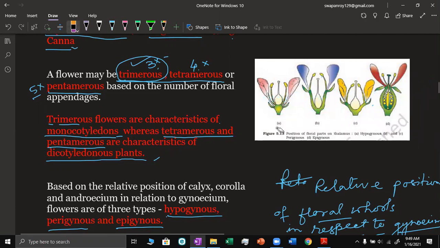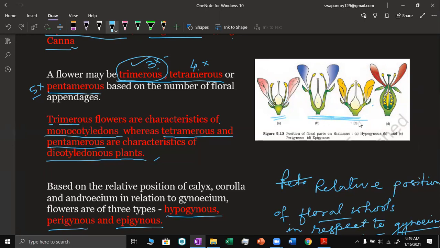Here you can see this one, this three. This one is a hypogynous flower. And in these two flowers, what happened? This is the thalamus. This thalamus is slightly cup-like, and the calyx, corolla, androecium are around the ovary. So they are called perigynous.